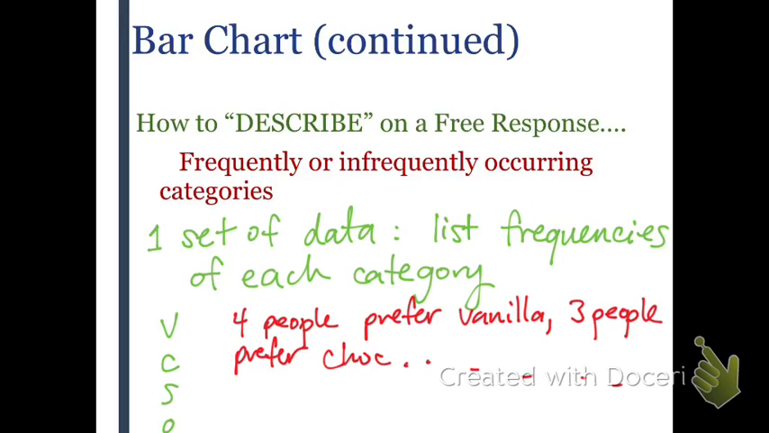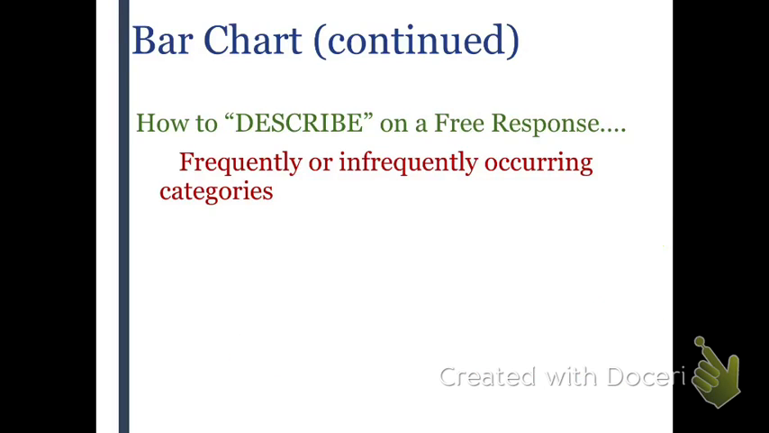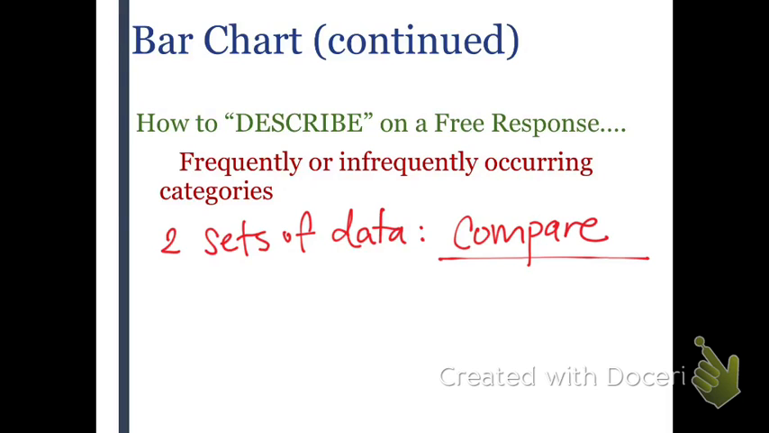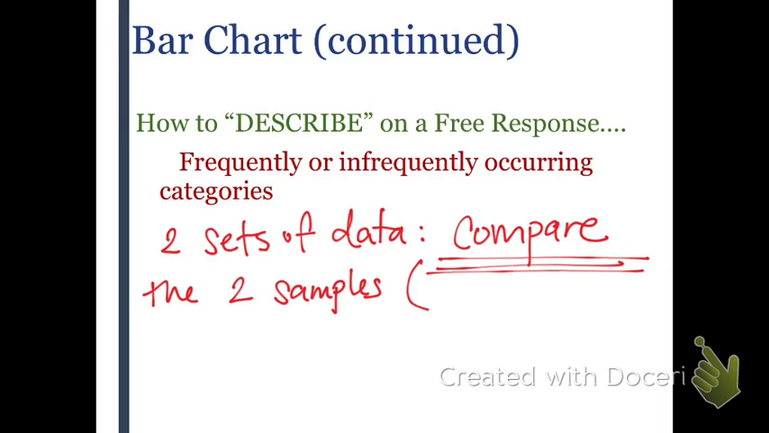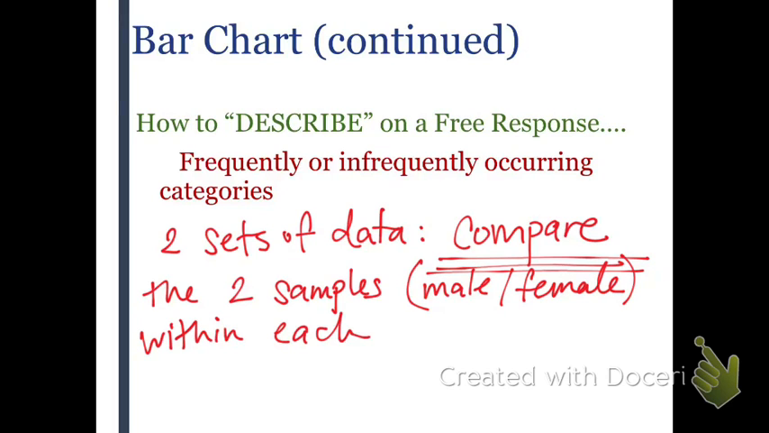So, for categorical, if you have one set of data, then you just list out the categories and tell me. You're just explaining the graph in your own words. If you have 2 sets of data, you compare. I'm going to underline this word. Compare the 2 samples. So usually it's like male and female within each category.